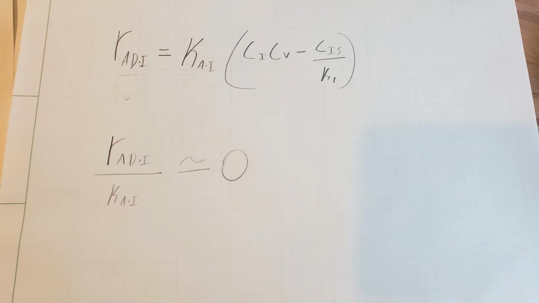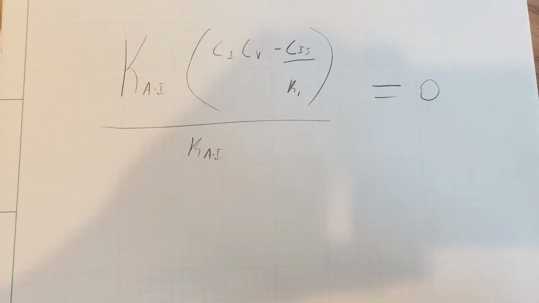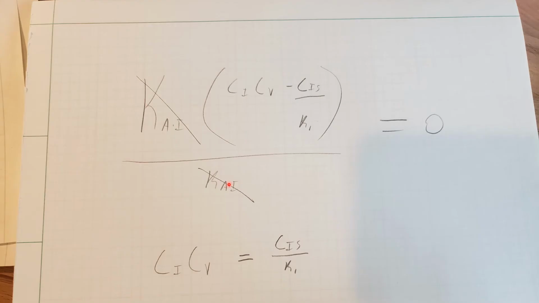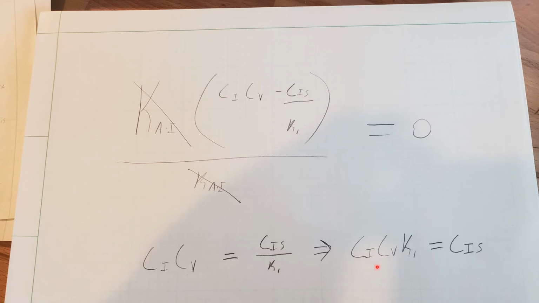Using that relation, we can substitute the original equation back in. And we see that we have k_A.I, the stuff inside the parentheses, all over k_A.I. When we have these over each other, we can cancel them out, and then we can add the C_I.S over K_I to the other side of the equal sign, yielding this. And if we simplify, we find that C_I C_V K_I equals C_I.S.